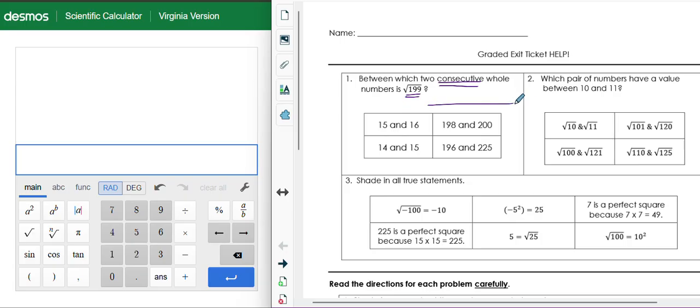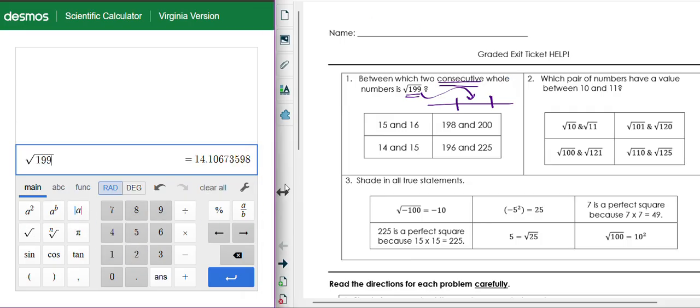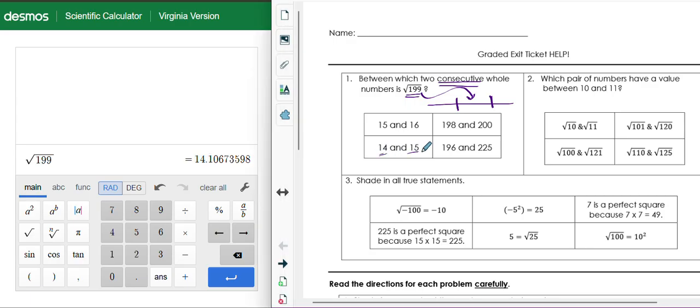I really think it would be helpful to imagine on a number line where that decimal would be placed, and which two numbers would be on either side. So I'm going to do the square root of 199 and find out that it is 14 and a little bit, 14.1. So it's bigger than 14, but it's not quite up to 15, otherwise this would be 15 and a little bit. So it falls in between 14 and 15.